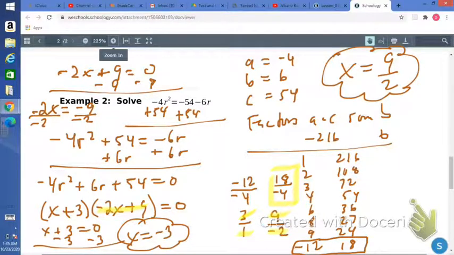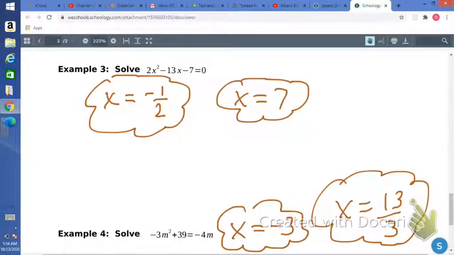Alright, there's two more examples left. I want you to try those on your own. Go ahead and hit pause, and then when you're ready, I'm going to write down what the correct answers are so you can check your work. Alright, so for example 3, the solutions are x equaling negative 1/2 and x equaling 7. And then for example 4, x equaling negative 3 and x equaling 13 thirds.